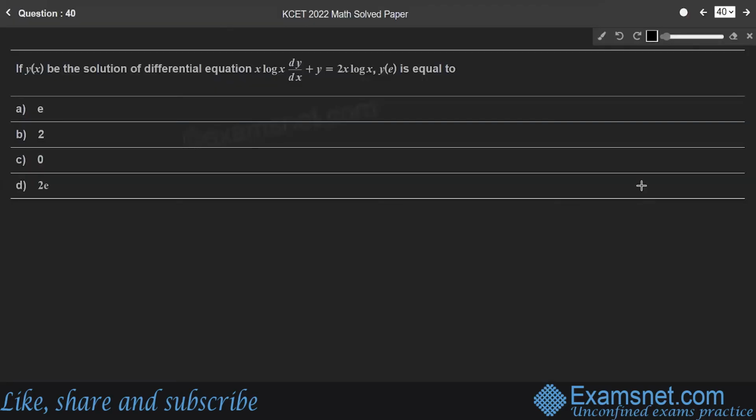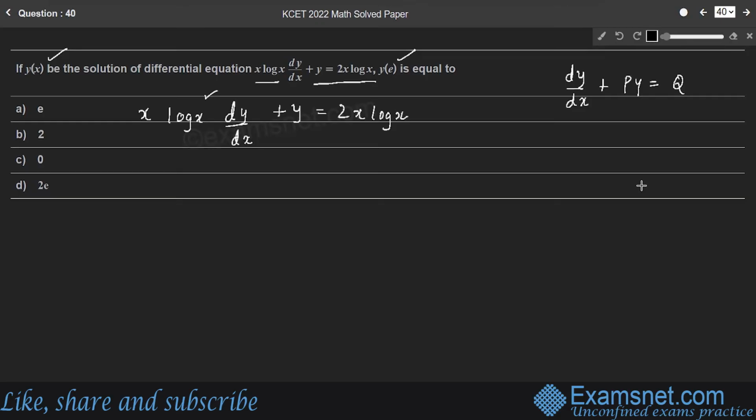Question number 40. If y of x be the solution of differential equation x log x into dy by dx plus y is equal to 2x log x, then y of e is equal to. So we'll write the given differential equation x log x into dy by dx plus y is equal to 2x log x, right? So students, let us express the given equation in the form of dy by dx plus py is equal to q, right? For that, we have to divide the given equation by x log x, right?